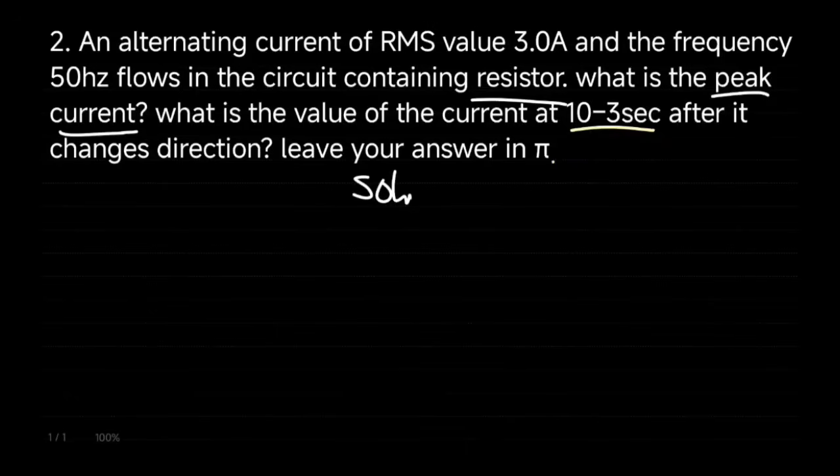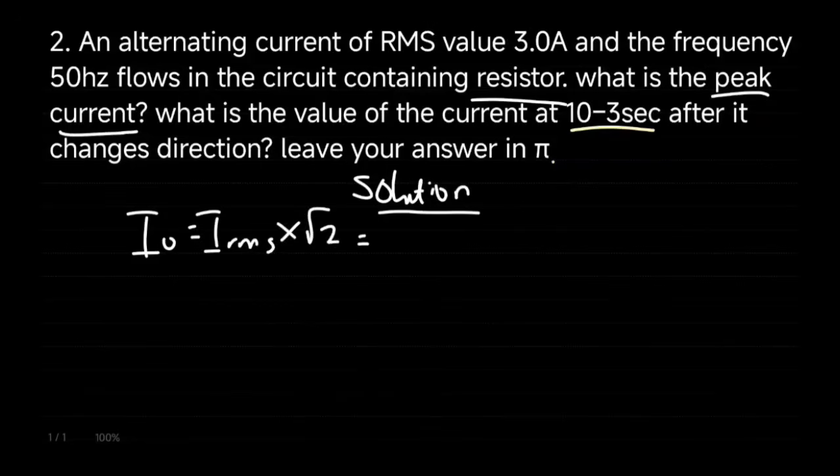Solution. The first thing we'll be looking for is the peak current, which is asking what's the peak current. And recall that our peak current I naught is IRMS times square root of 2. What's my IRMS giving us? 3 times square root of 2, which is equal to 4.2 ampere. And we have gotten the peak current. The next we'll be looking at is the current.